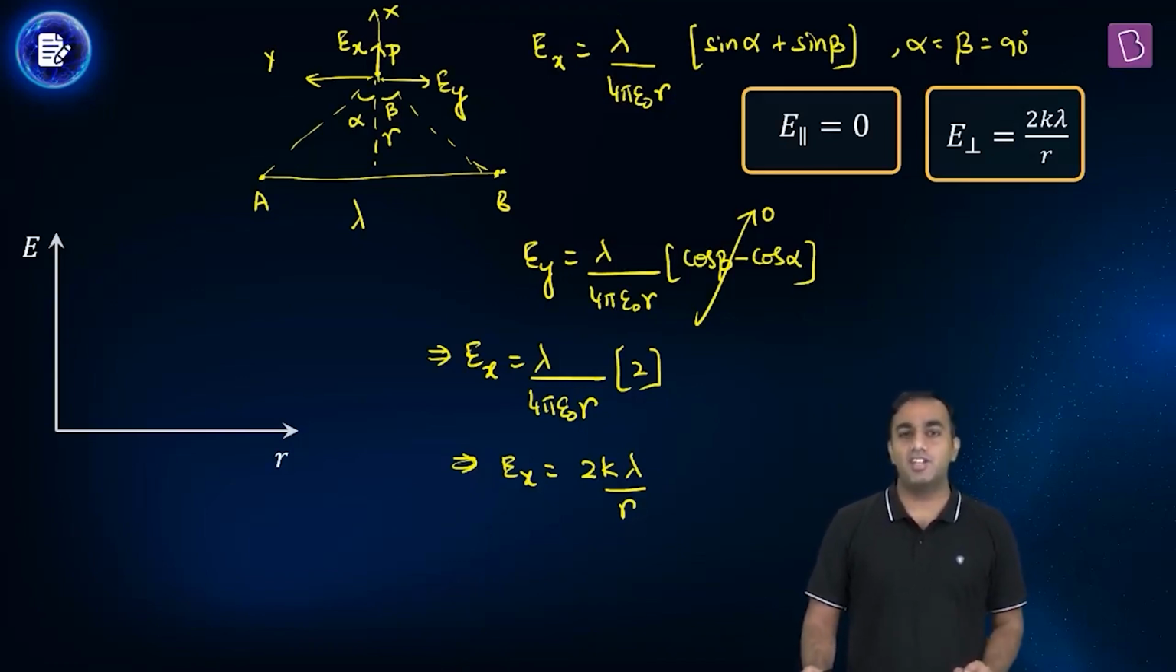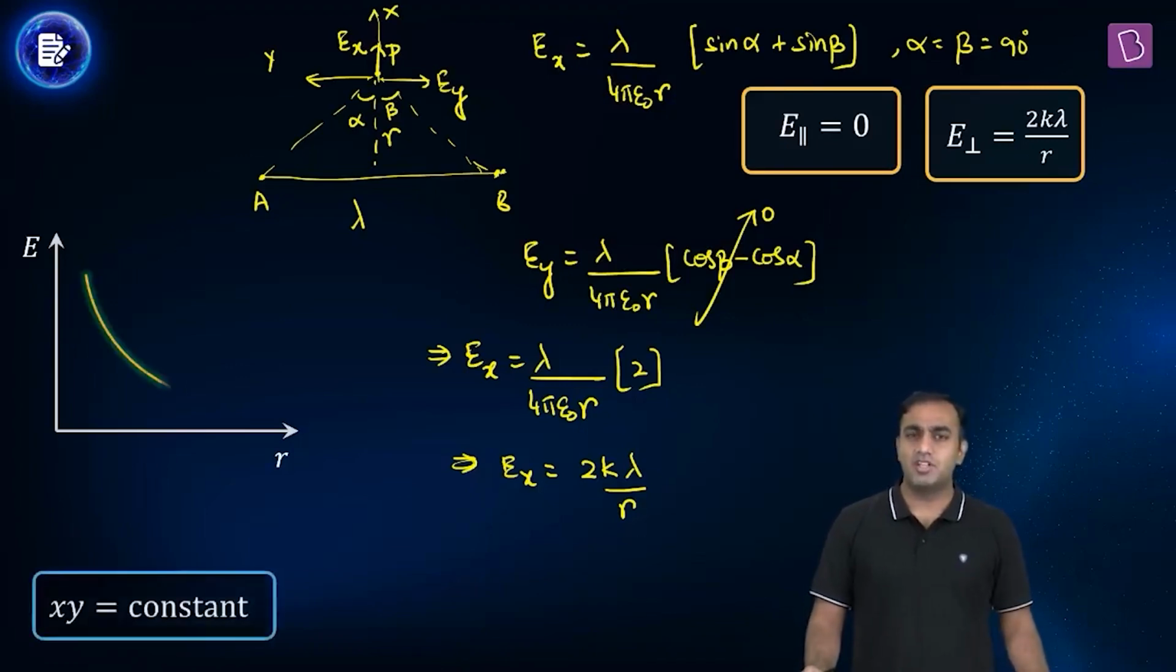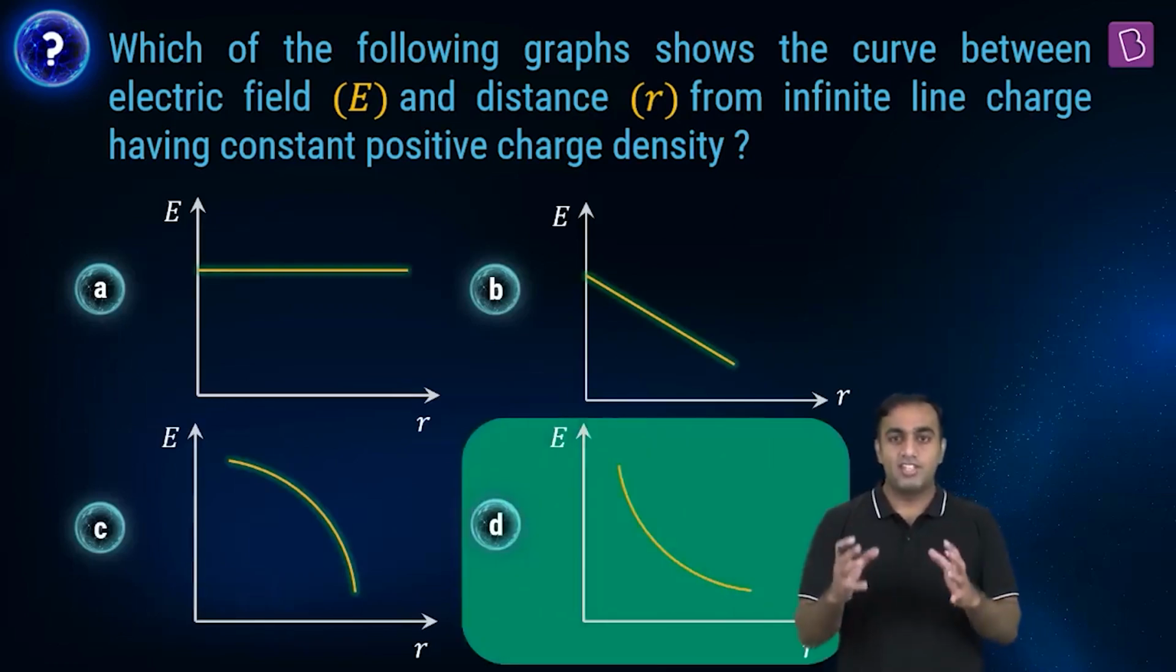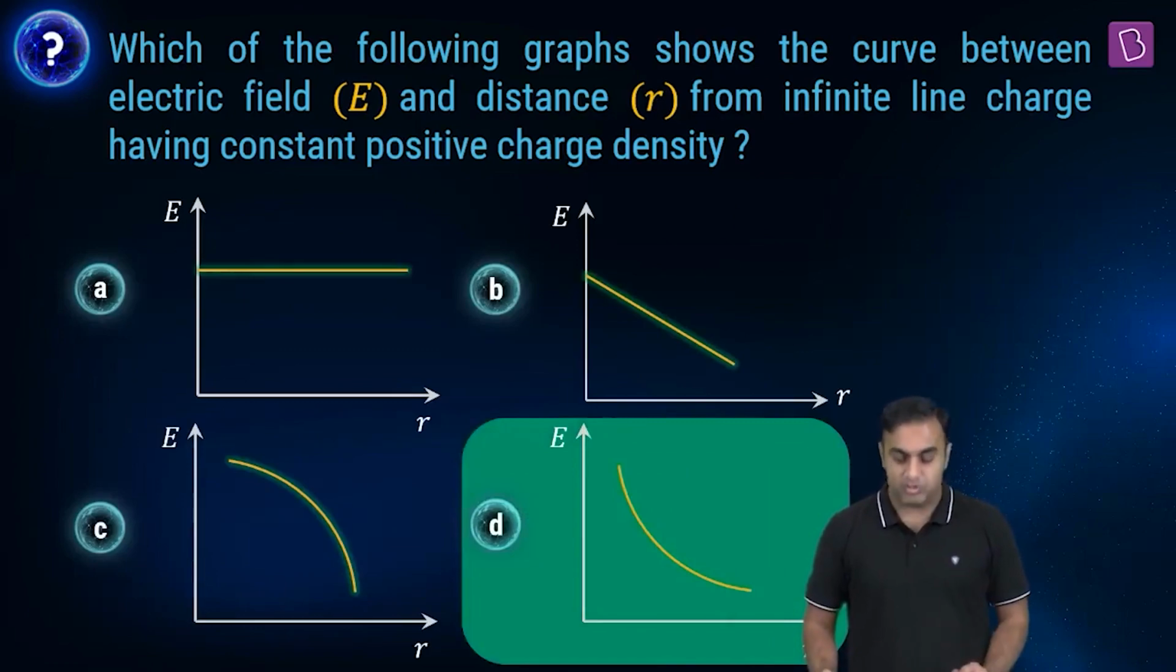We are looking at the variation of Ex value with respect to r. This is something similar to plotting the variation of x versus y or y versus x for the equation x into y equals constant. What do you get that kind of graph to be? Rectangular hyperbola, right? Even in this case, Ex variation with respect to r turns out to be a rectangular hyperbola in nature on the graph sheet. Now, with these deductions in mind, let's look at the options. The right one turns out to be D.